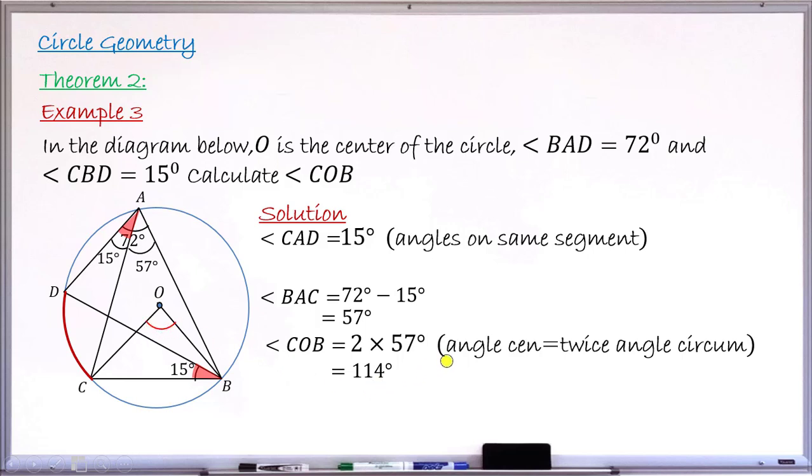Like I've said all the time, you must write the reason. So the reason for making COB equal to 2 times 57 is angle at the center twice angle at the remaining circumference. That is the very first theorem that we have learned in our previous lessons. So this is the size of the angle COB. With this, I have answered this question.